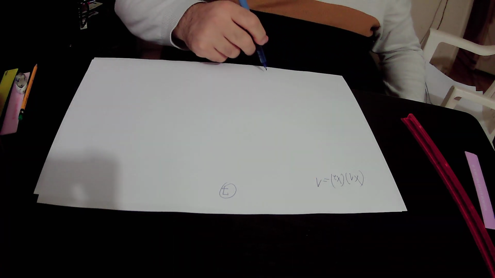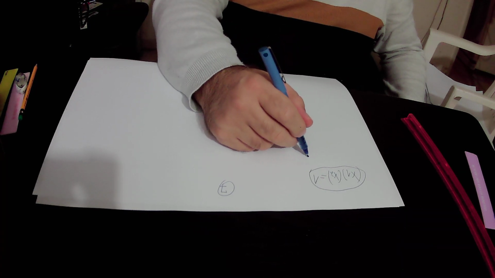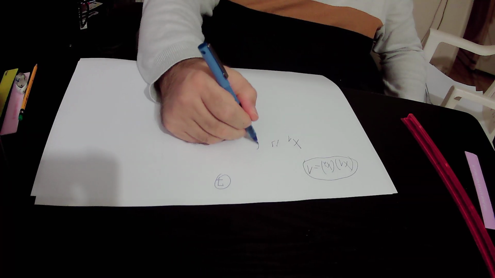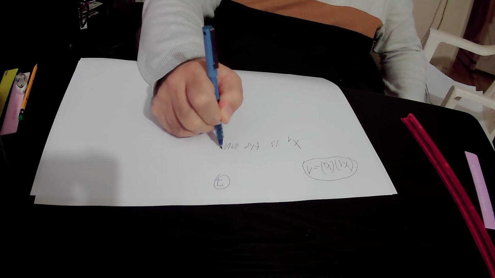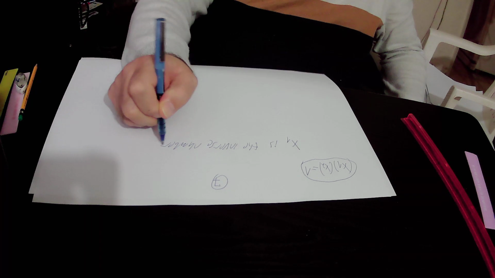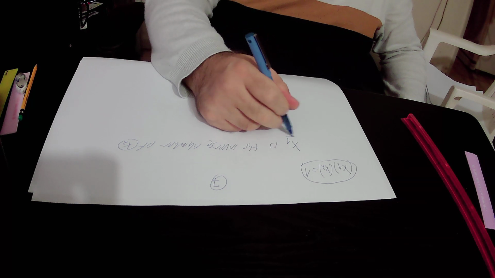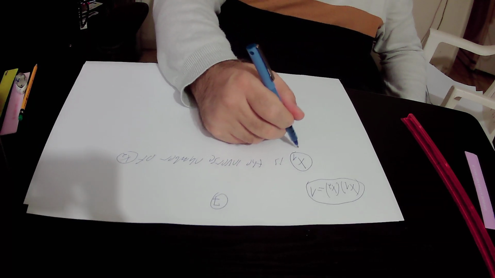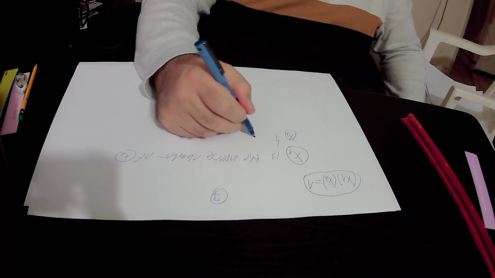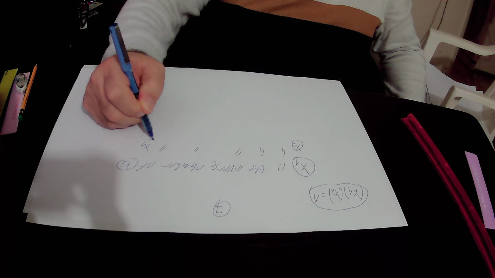What does this equation mean? It means that x1 is the inverse number of x2, and it is also true to say that x2 is the inverse number of x1. Okay?